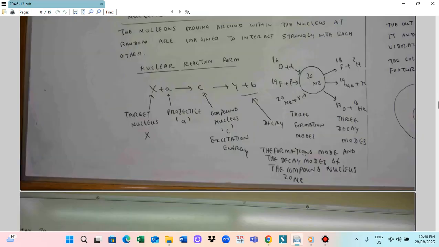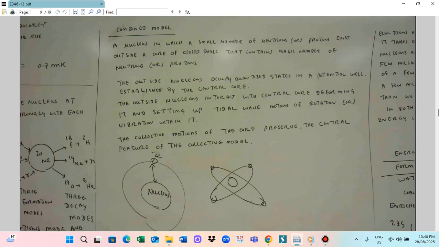In this case, this is for the combined model. The combined model deals with a nucleus with a small number of neutrons and protons outside the core of a closed shell, which contains a magic number of neutrons and protons.